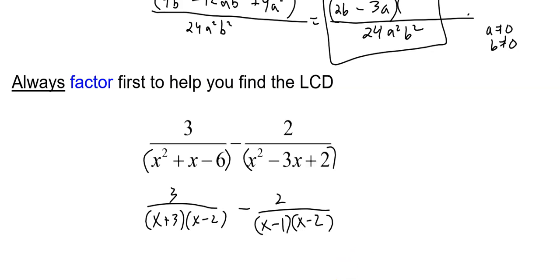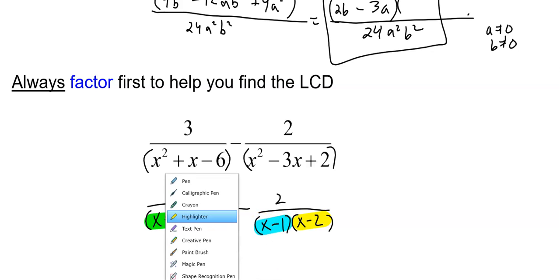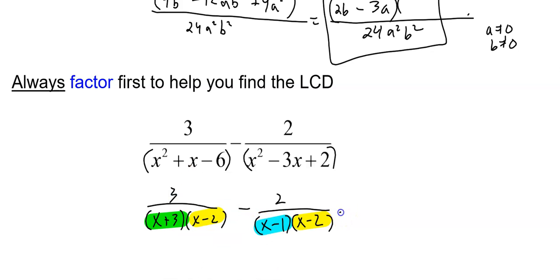Okay, so let's try to see how many things we have in common. We have an x minus 2, so that's good. This one has x plus 3, but the other one doesn't. This one has x minus 1, but the other one doesn't. So we'll have to remedy that. So this one needs the x plus 3 to have the same denominator. This one over here needs an x minus 1. And I'm multiplying here, x minus 1. So that's multiplied by that, it's multiplied by that.